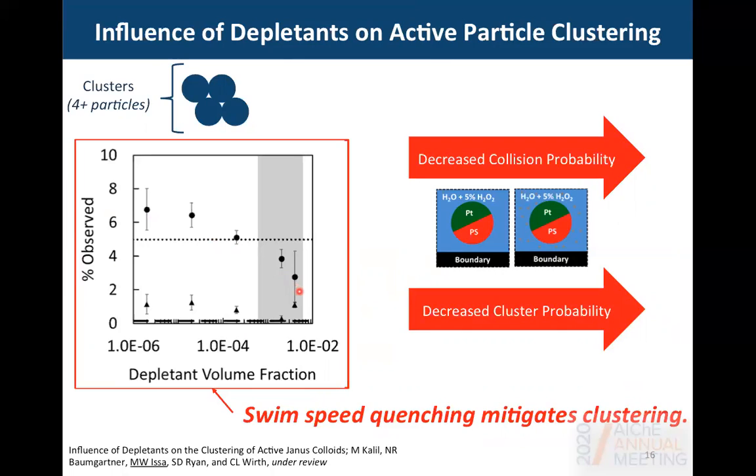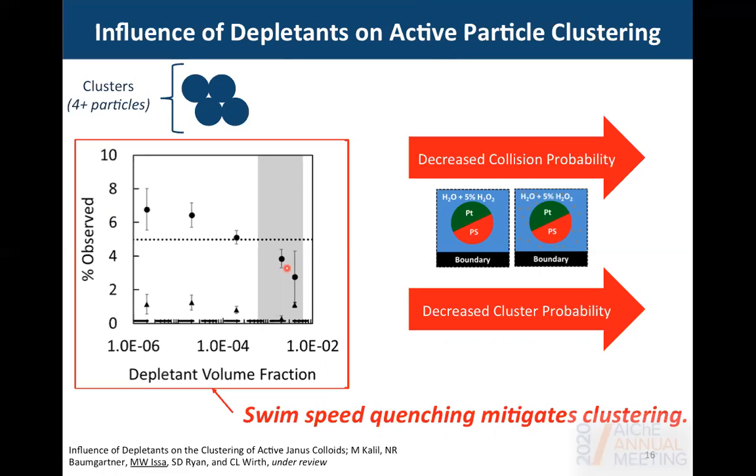So at low depletant volume fraction, the apparent speed of the active particles is roughly unchanged, meaning no significant change to clustering probability. However, once the particles collide and cluster, there's likely an enhanced attraction experienced by the particles due to the presence of depletants. And at high depletant volume fractions, particles' propulsion speeds are reduced, thus decreasing the collision probability and the extent of clustering.